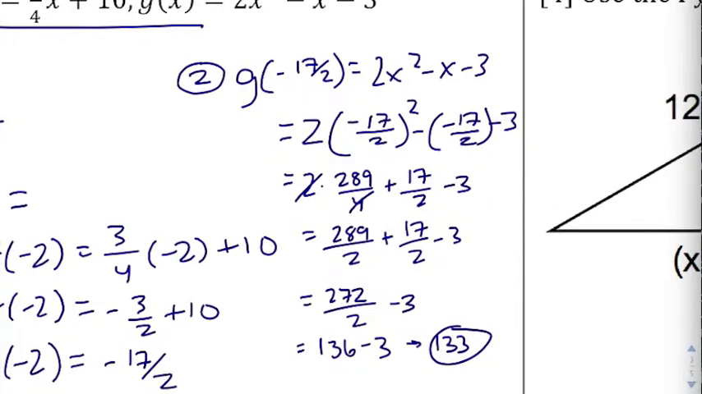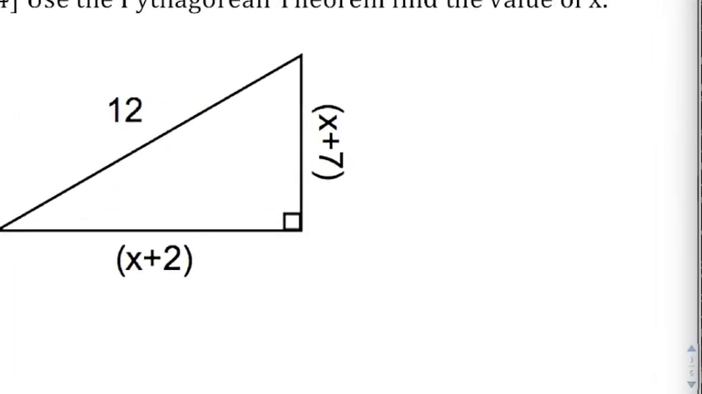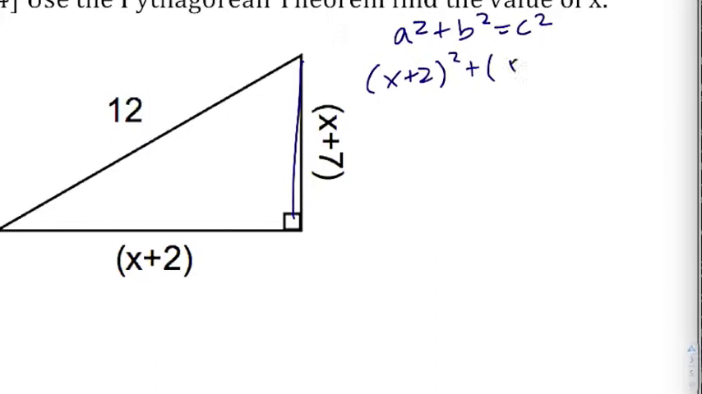All right. Let's use Pythagorean theorem to find the value of x. So I feel another solving bonanza. All right, so we have Pythagorean theorem, a squared plus b squared equals c squared. We have x plus 2 squared, plus the b value, which would be the other side, x plus 7 squared, is equal to 12 squared.